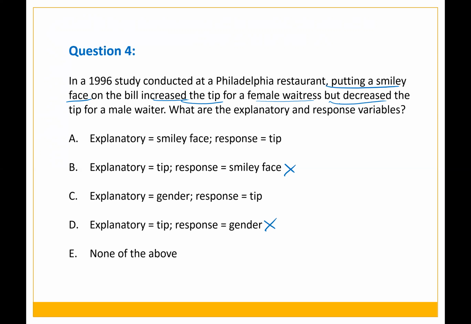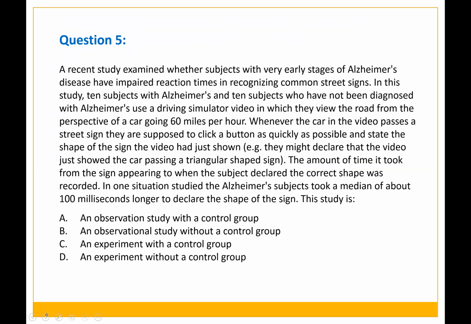And they say that it's increase for female and it decrease for male. So the explanatory variable here is going to be gender and not the smiley face. Yeah, this can be a little bit confusing or hard to see for someone, but that's the answer for this. Now it's question 5.